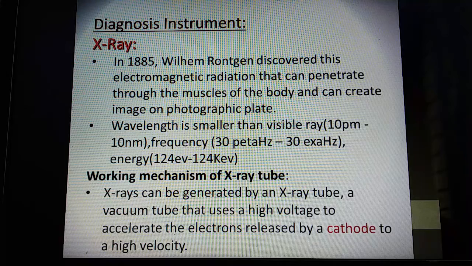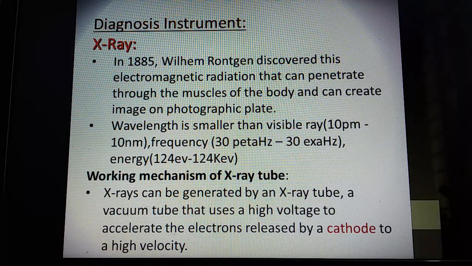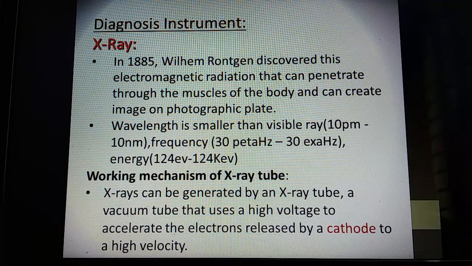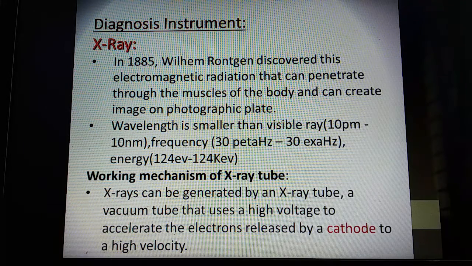In 1895, Wilhelm Röntgen discovered this electromagnetic radiation. This is an electromagnetic radiation. This can penetrate through the muscles of the body and can create an image on a photographic plate. So what is X-ray? This is an electromagnetic radiation with the ability to penetrate the muscles of the body and create an image on a photographic plate. So as this is a wave, it has a wavelength, frequency, and energy level.